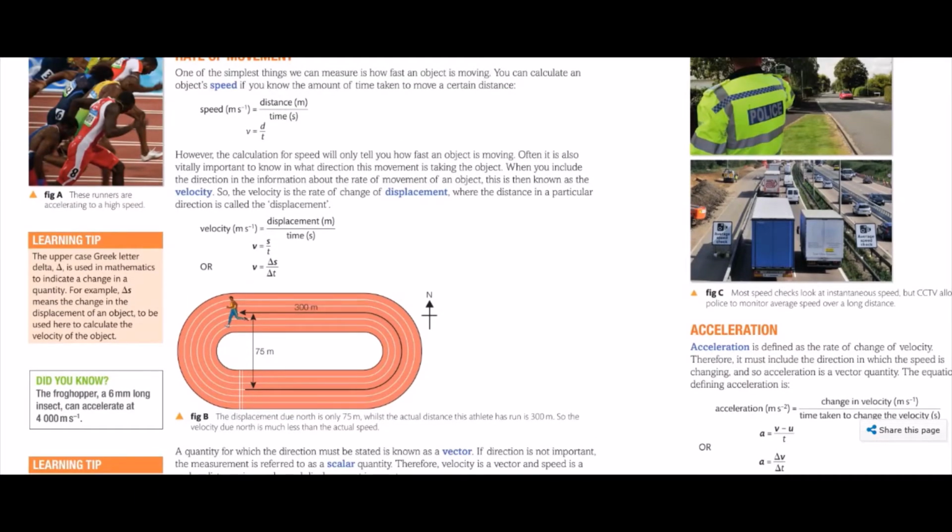Consider the man running on the racetrack here. Suppose that the man is running to the left with a speed of 5 meters per second. When you want to mention speed, you only say 5 meters per second, so you need the quantity and you need to specify the units. However, when you are talking about velocity, you need to also mention the direction.